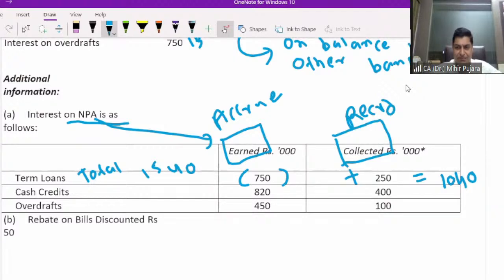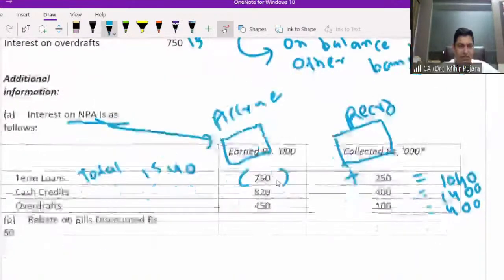1040. Harsh is correct, Sandeep is correct, Vikas is correct. And the same logic will be in CC and OD, guys. So 1400 and 400. Same logic. Done, guys. CC and OD: 1820 and 750.